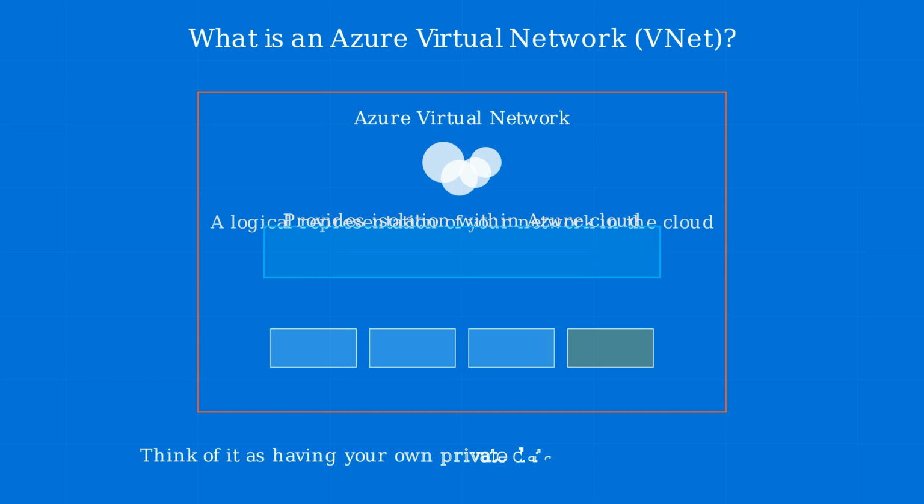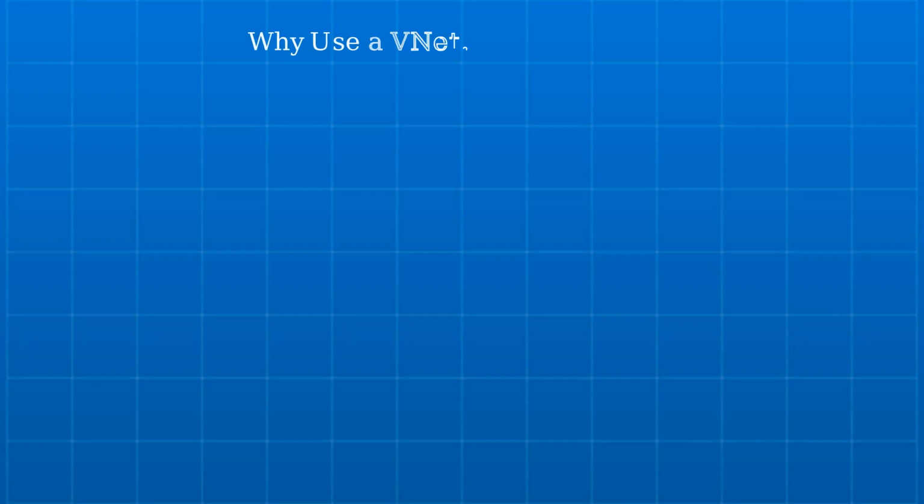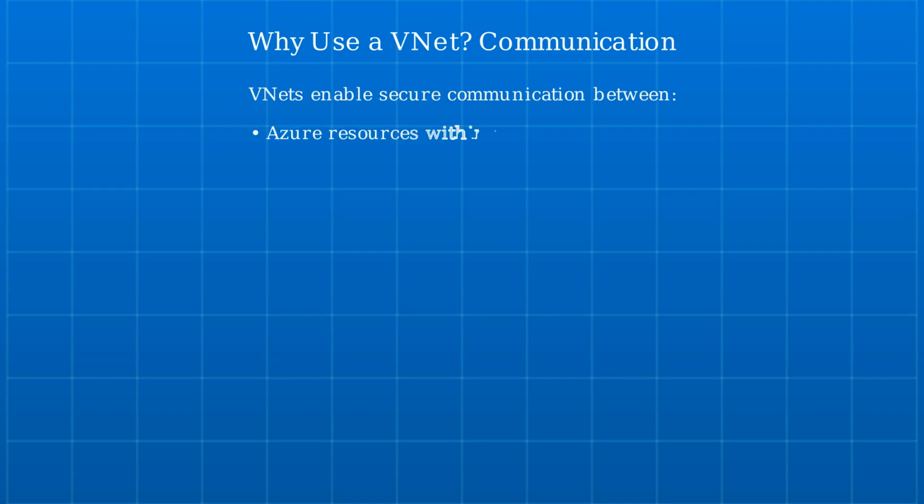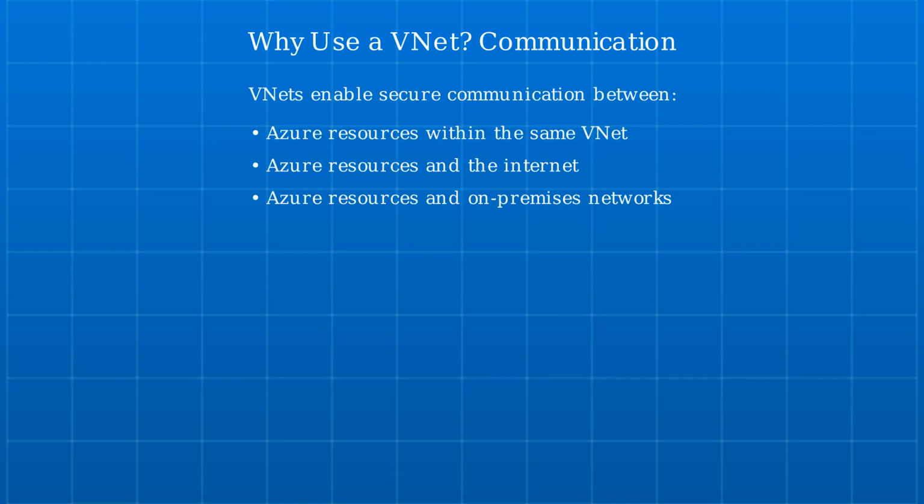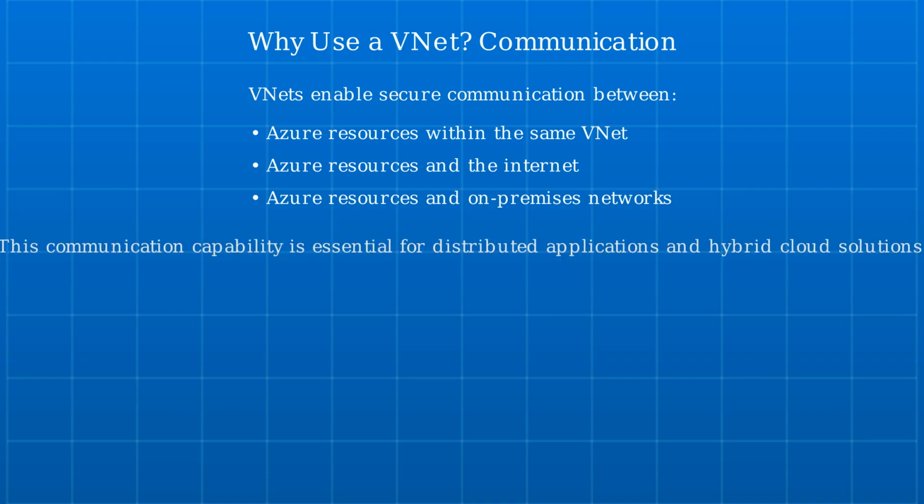You can think of an Azure Virtual Network as having your own private data center network within the Azure cloud infrastructure. Azure Virtual Networks enable secure communication for your cloud resources. VNets facilitate three essential communication patterns crucial for modern cloud applications. This communication capability forms the foundation for distributed applications and hybrid cloud solutions.